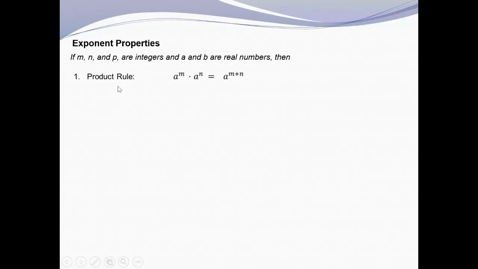There are certain properties that students must know in order to be successful in this course. Here are some of the properties. If m, n, and p are integers and a and b are real numbers, then rule number 1 applies, which is called the product rule. The a is called the base and the m is the exponent. If you have the same base, then you can apply the rule: when you have a to the m times a to the n, you add the exponents.